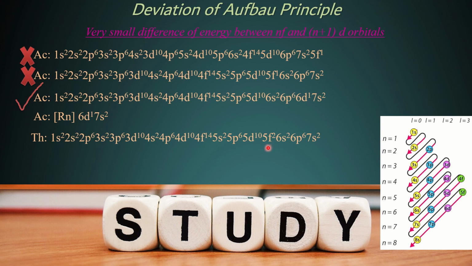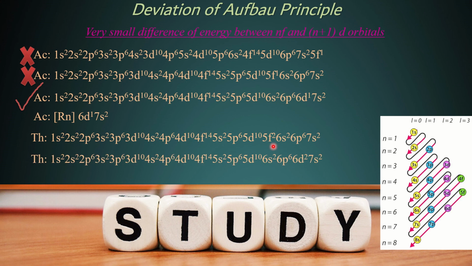But here also for thorium, the two electrons don't go to the 5f orbital. It is the wrong electronic configuration, and the correct electronic configuration is this one. Here the electrons go to the 6d orbital. These two electrons, instead of going to the 5f orbital, will go to the 6d orbital. Why? Because the energy difference of 5f and 6d is very less.